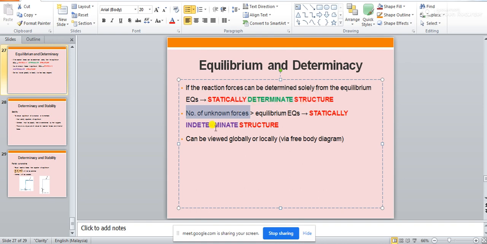So that is why, whenever you are defining an indeterminate structure or indeterminacy, you must remember this point: the number of unknown forces must be greater than the equilibrium equations, and if the number of unknown forces is more than the equilibrium equations, in such a case the structure will be called a statically indeterminate structure.